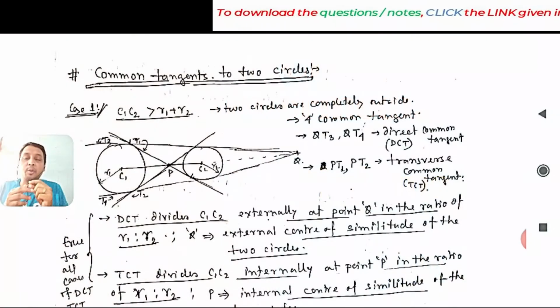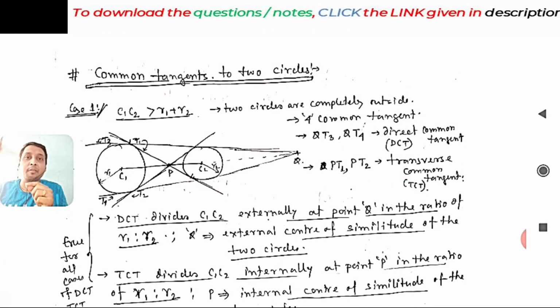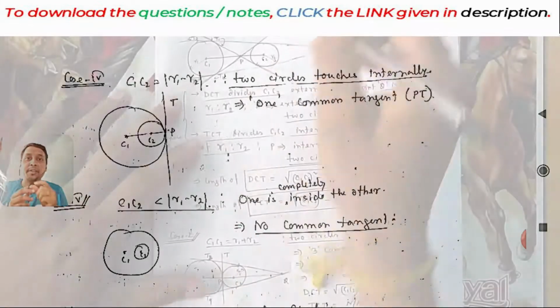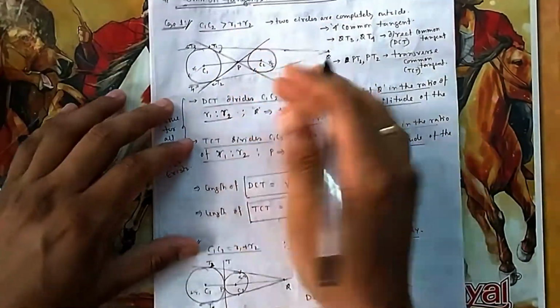Okay students, welcome you all to this new lecture in intermediate level coordinate geometry and circles. Today we will see different cases where we can draw the common tangents to two circles. We will see 5 cases. Okay, then let's see this. So the topic is common tangents to two circles.